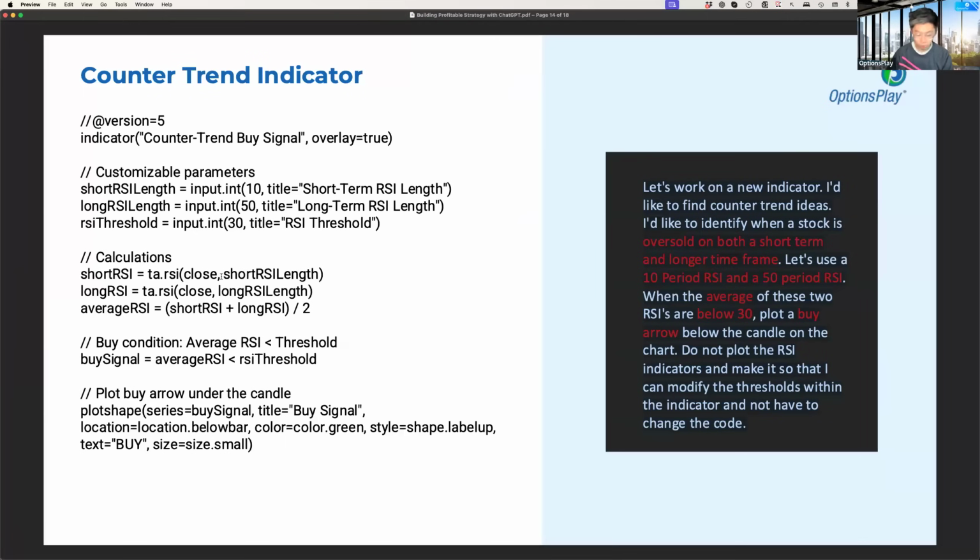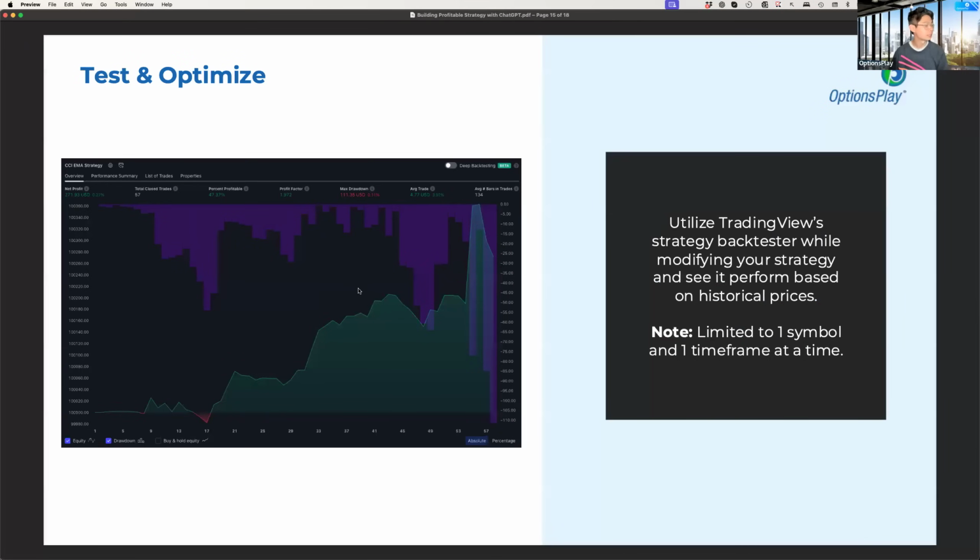Okay, and lastly, I want to show you how to test and optimize, right? So you build something like this. Let's say you take one of our counter trend or trend following signals, and you want to test and optimize it. This is really where you can use TradingView's strategy backtester while modifying your strategy and seeing how it performs based on historical prices. Now, the one limitation for TradingView is that you're limited to doing one signal in one time frame at a time when it comes to backtesting.